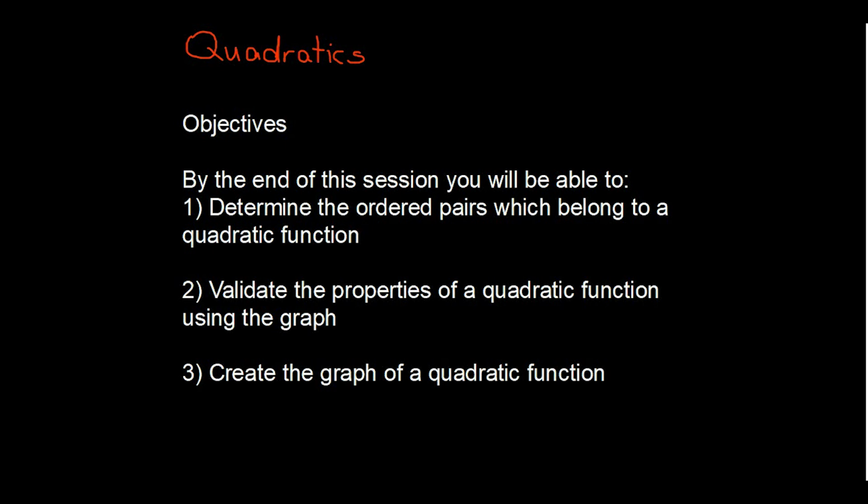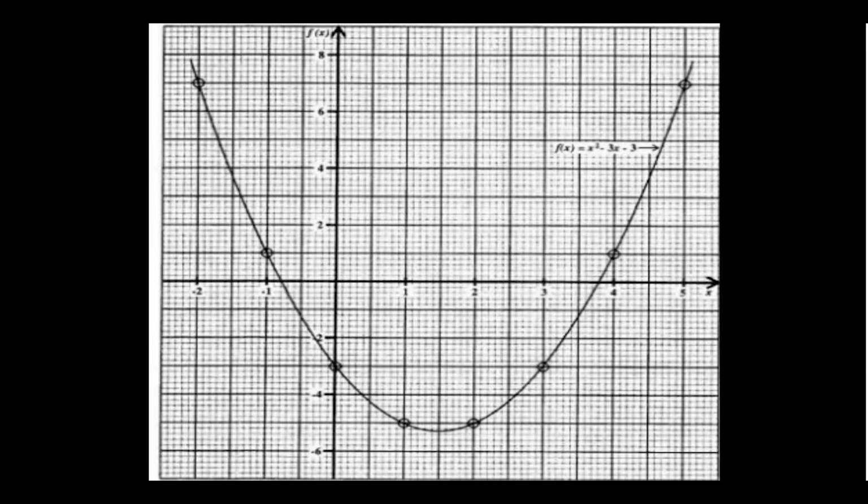So back to the quadratic stroke, right? The first thing that we're going to do is look at a quadratic graph, and we're going to start off with talking about the ordered pairs which belong to a quadratic function. But what you'll notice with this graph, you already have a graph, and you'll notice specific points, they have little circles to mark off those points.